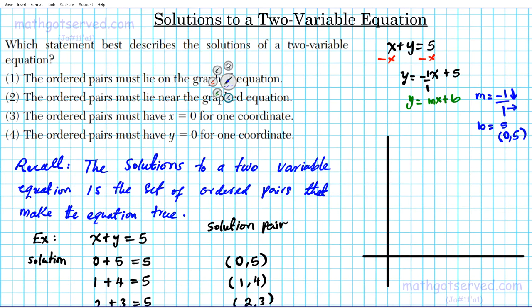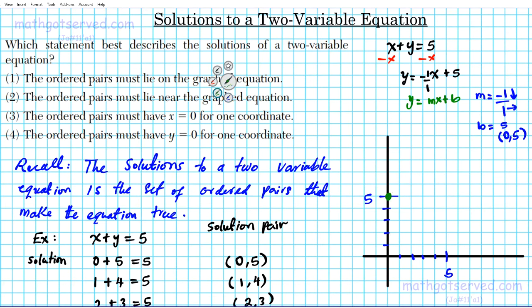Let's calibrate it. So we have 1, 2, 3, 4, 5. So that's 5 right there. And then 1, 2, 3, 4. That's 5 right there. All right, so let's start with the y-intercept. The y-intercept is 0, 5.